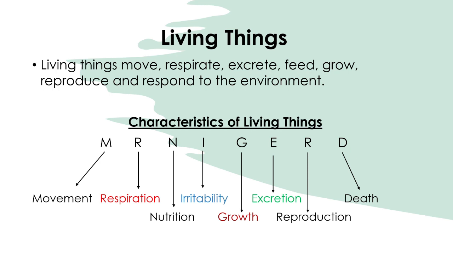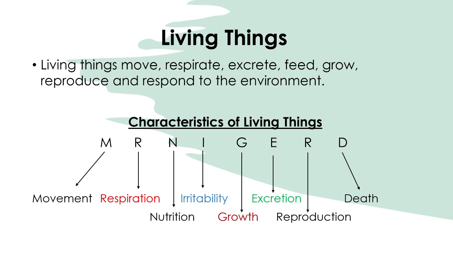Characteristics of living things. We have Mr. Niger D. You can just say Mr. Niger D. But when we get to biology class, we have more of the characteristics. M stands for movement. Plants do not move from one place to another, but carry out bending movements. Animals move from one place to another.